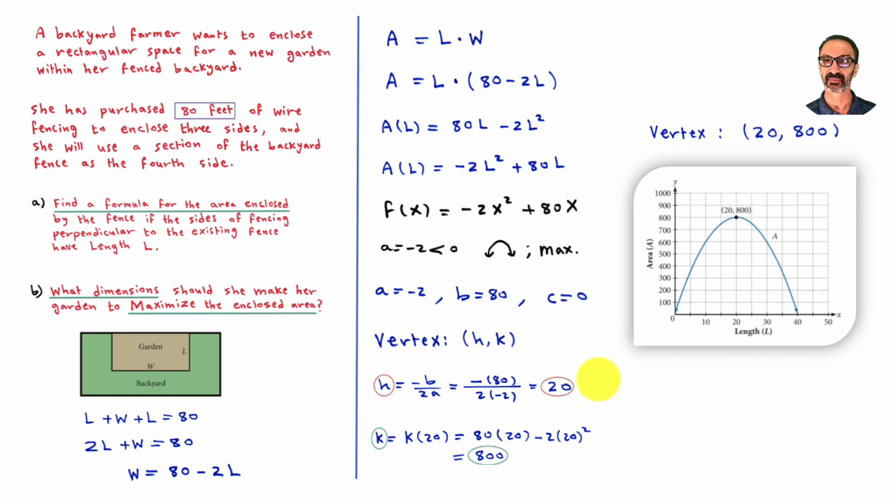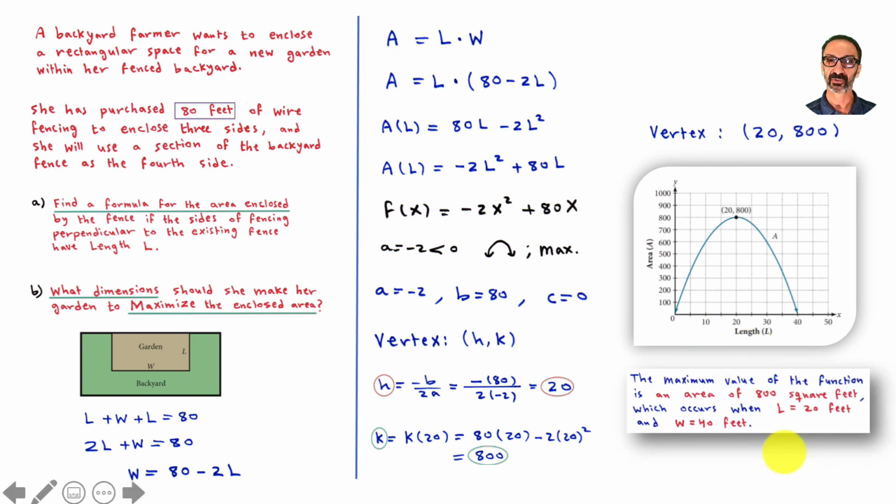Just something to talk about. So to summarize this problem and finish this video, the maximum value of the function is an area of 800 square feet, which occurs when L equals 20 feet and W equals 40 feet.